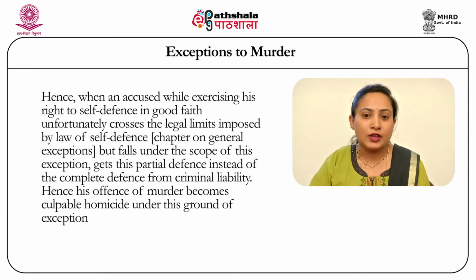Thus, an accused, while exercising his right of private defense in good faith, unfortunately crosses the legal limits imposed by the law of self-defense, that which is covered under the chapter on general exceptions, but falls under the scope of this ground of exception available to Section 300. He gets this ground of partial defense instead of the complete defense from criminal liability, thereby making his offence an offence of culpable homicide and not that of murder.